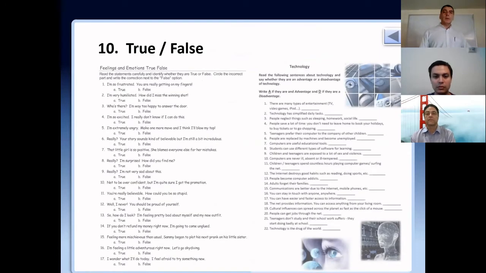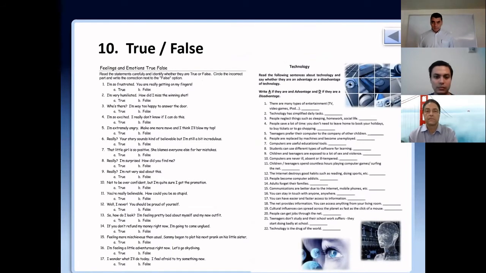So, an example of this, the one on the left is indeed true, false. The one on the right is a variation of that. It's basically saying whether something is an advantage or a disadvantage. Okay, so any two related categories like that. And these are essentially two-choice, multiple choice. Okay, good.